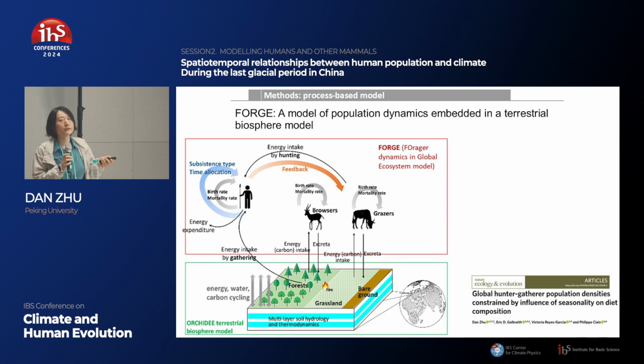On top of this model, we further included the hunter-gatherers into this ecosystem model. We call it FORGE, the forager dynamics in global ecosystem model. The model structure of humans is quite similar to the herbivores, except that the humans can both gather plant food and hunt animals. This model was used to simulate the contemporary hunter-gatherer distributions globally, and we find that the diet composition, so how much the meat fraction of the diet of the hunter-gatherer groups is, is a strong predictor of their population density. And the diet itself is influenced by the seasonality of the environment.